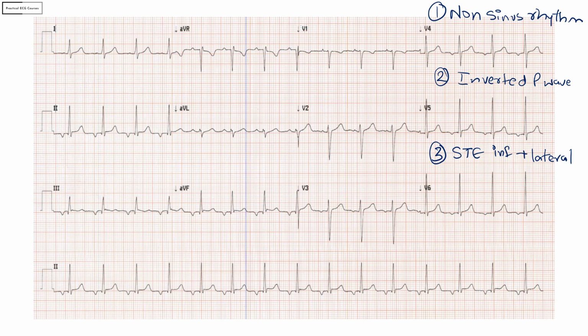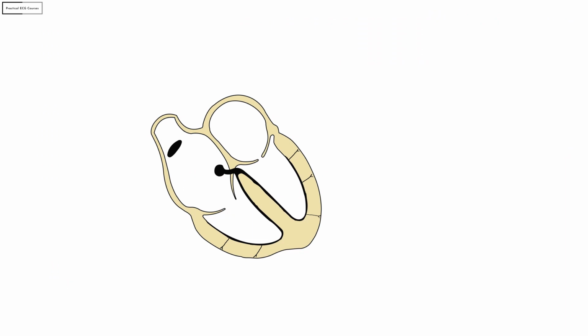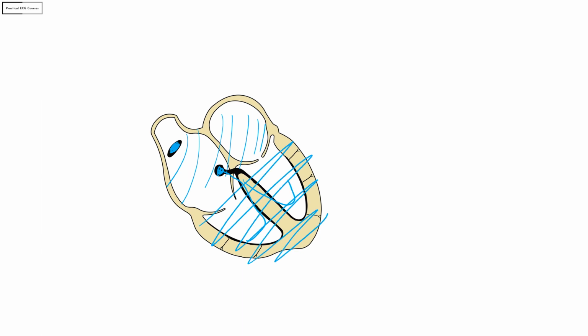Now let's analyze the ECG using detective analysis. What happens with a normal heartbeat? The SA node spontaneously depolarizes, resulting in depolarization of the atria. The impulse then travels down the AV node and the bundle of His into the ventricles, and the ventricles get depolarized.